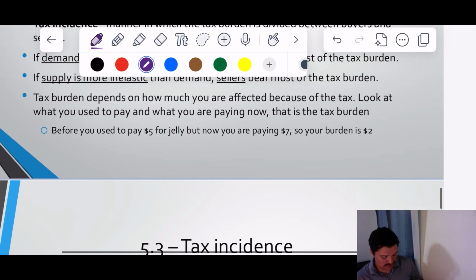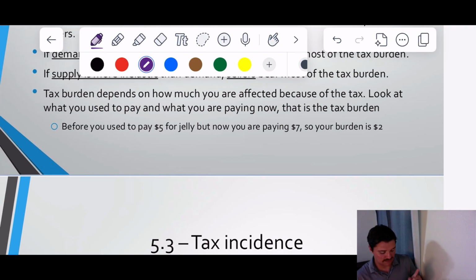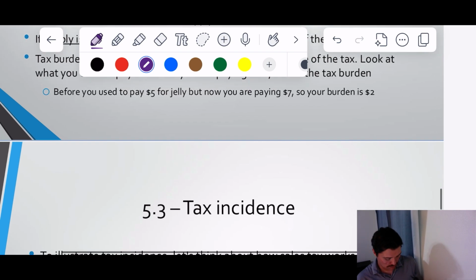Tax burden depends on how much you are affected because of the tax. Look at what you used to pay and what you're paying now. That is your burden. Before, you used to pay $5 for jelly, now you're paying $7, so your burden is $2, right? So that's what we're looking at.